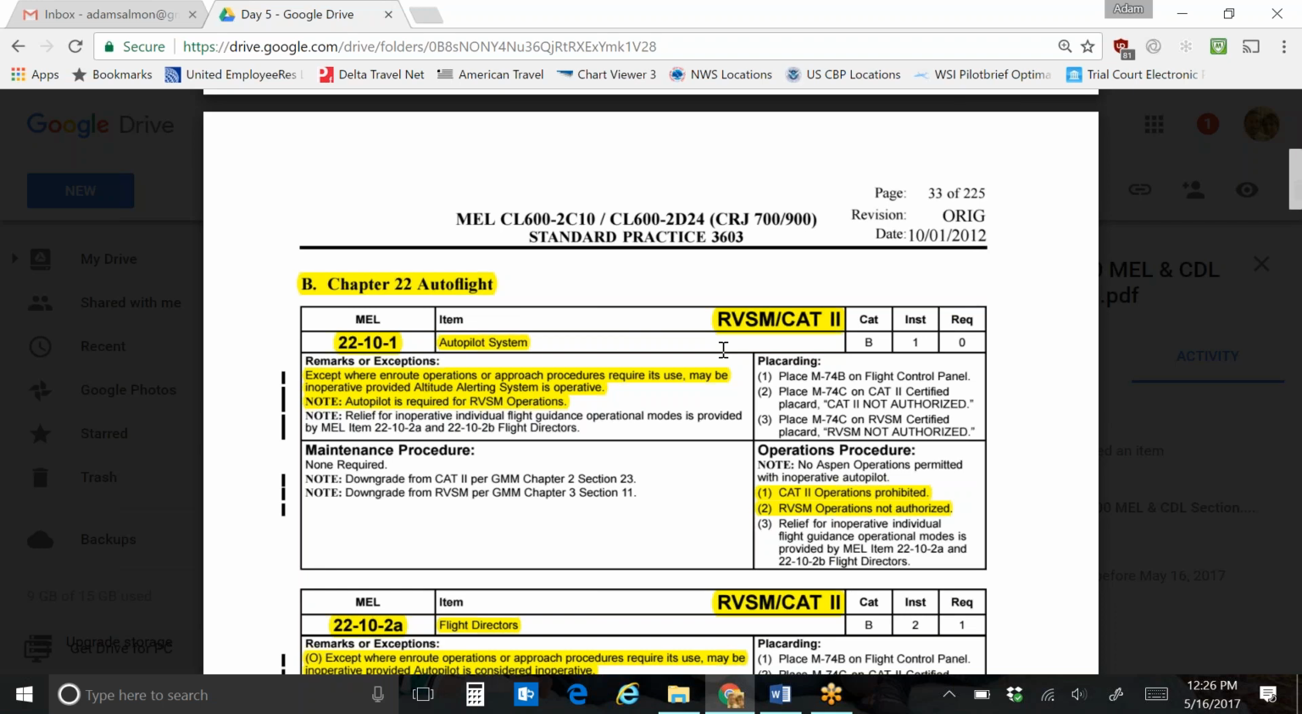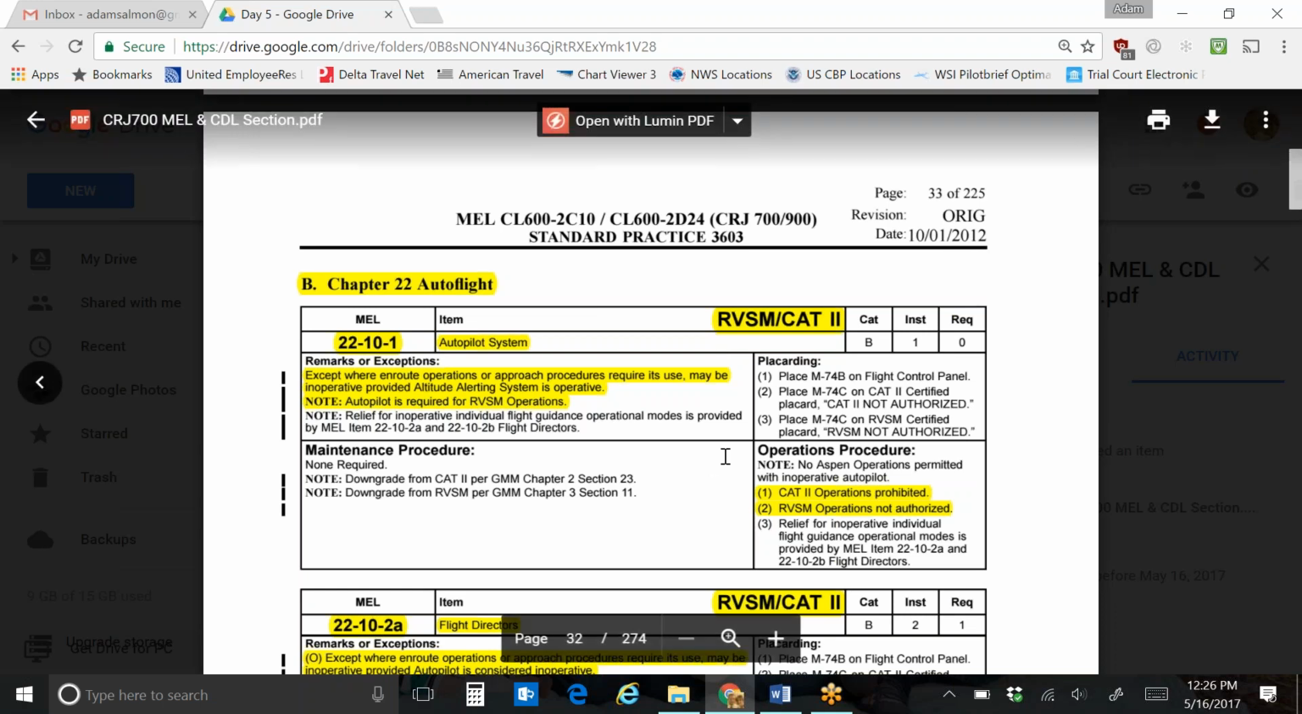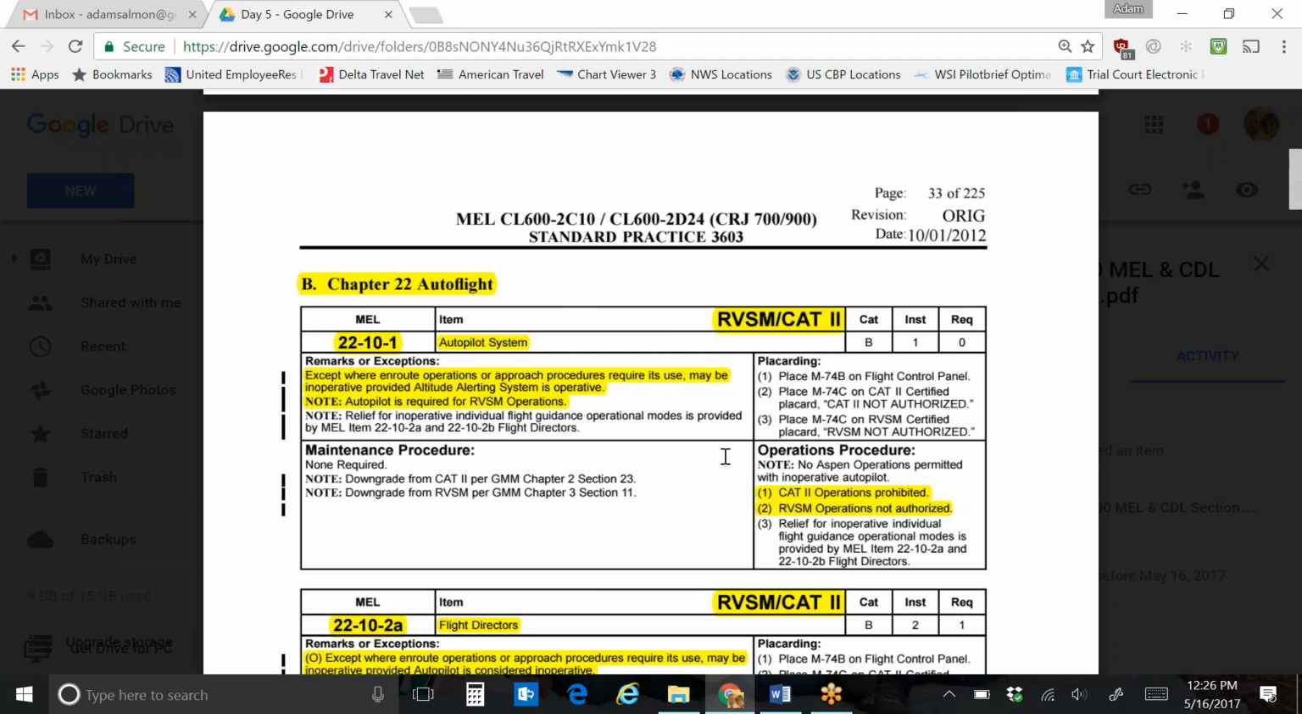And so this is saying, note, autopilot is required for RVSM operations. And then down here on the right side, operations procedure, it says Cat 2 operations prohibited, RVSM operations not authorized. So that's just another example, but I want you to scroll through the chapters and just pay close attention to the highlighted MELs.